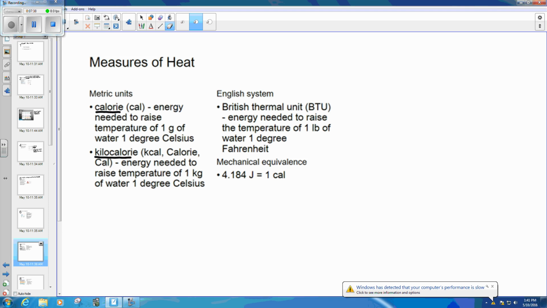And remember what I said, the unit of heat is joules, and here is the conversion factor from calories to joules.